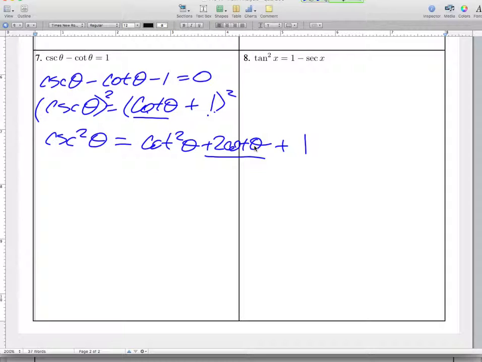Now, once I do that, I need to make a Pythagorean substitution. Am I going to substitute for cosecant squared or cotangent squared? We want to get all cotangents. Because I have multiple cotangents, that means the cosecant squared has to go.